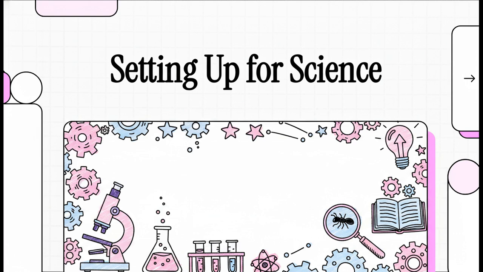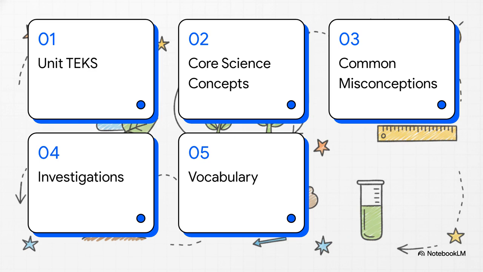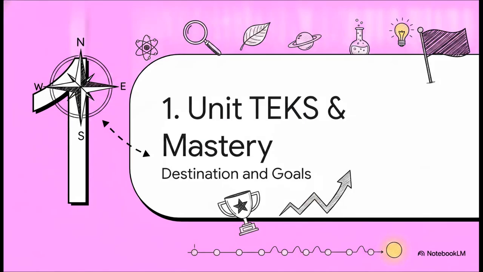We're going to break the curriculum down into bite-sized, actionable pieces so you can walk in ready to inspire those young learners from day one. Today, we're taking a quick teacher-to-teacher journey through 5 key steps. 1. Unit TEKS. 2. Core science concepts. 3. Common misconceptions. 4. Investigations and modifications. And finally, 5. Vocabulary. Let's dive right into Section 1, our destination, the TEKS, and what student mastery actually looks like by the end of these 11 sessions.